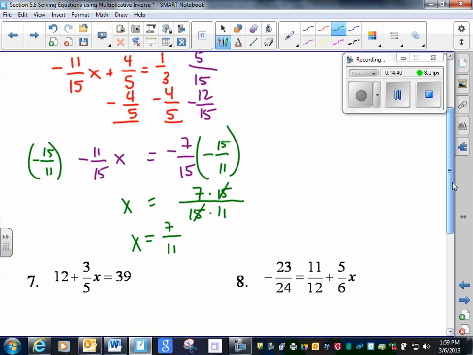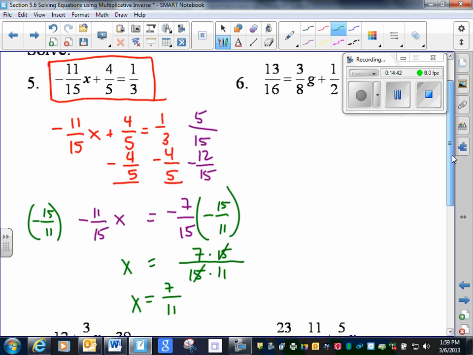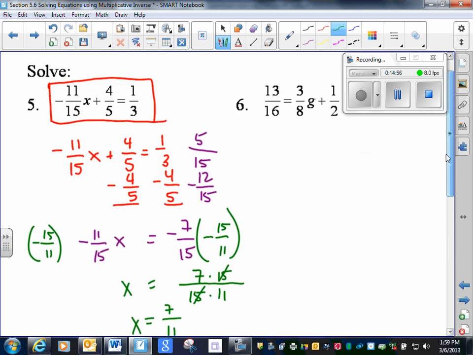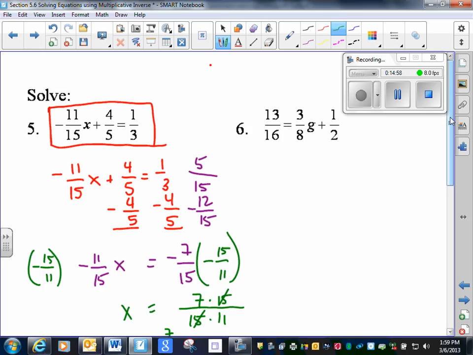This recording is about 15 minutes long. I think it's long enough. When you look at number 7, please think about subtracting this 12 first instead of dealing with the 3/5. Your addition and subtraction come first. Go back and look at all of our examples if you need to see this video more than once, please do, and I'll look forward to working some of these with you when I get back. Thanks, and have a great day.